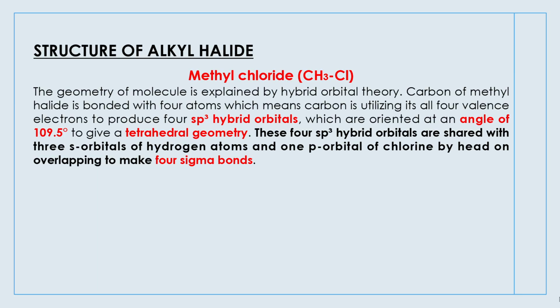Here in methyl chloride, the geometry is sp3 hybridization. It is tetrahedral. The bond angle will be 109.5 degrees. There will be 4 sp3 hybrid orbitals that will be shared with the 3 hydrogens and 1 p orbital of the chlorine by the head-to-head overlapping, making it 4 sigma bonds.